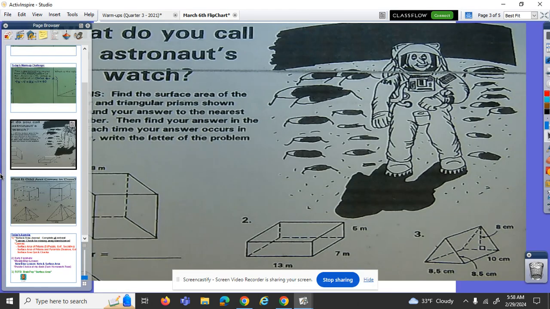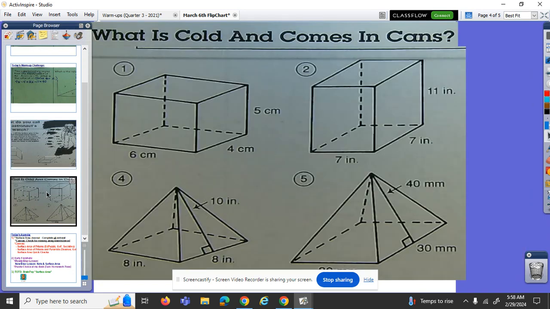So you have a puzzle in front of you with two different sides. I want you to choose one side to complete, either the astronaut side or the "what is cold and comes in cans" side. I'm going to do one example from each side, and then you can decide which one you'd like to do, and then I'll do a couple reminders for your Canvas completion.